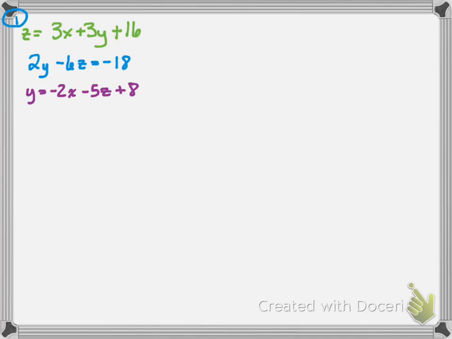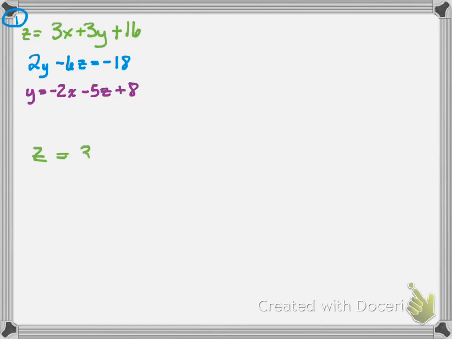So if we look at their problems here, we have z equals 3x plus 3y plus 16, and 2y minus 6z equals negative 18, and y equals negative 2x minus 5z plus 8. So we need to get them all with the same variables, all the variables on the left-hand side. So I'm going to take the green equation first.